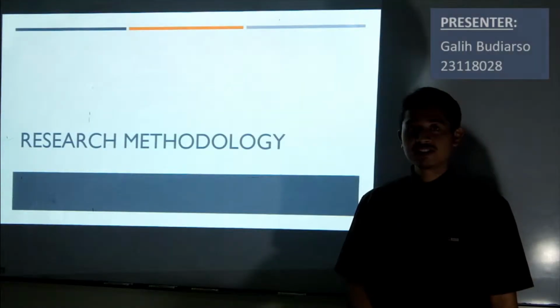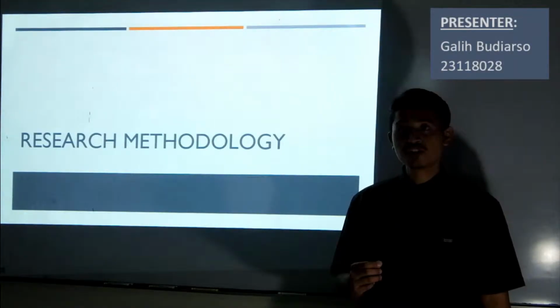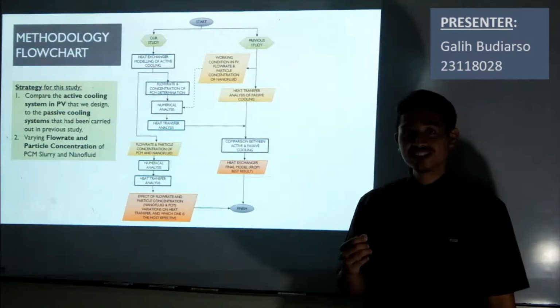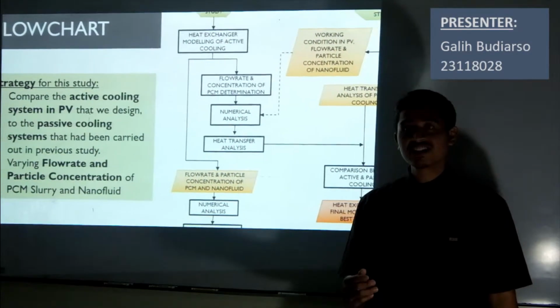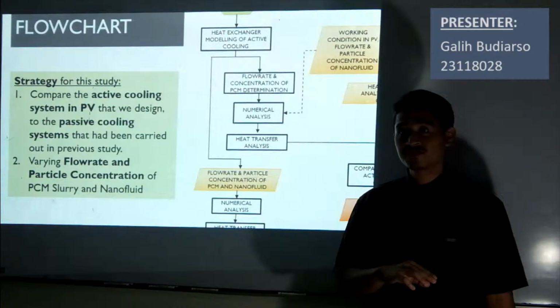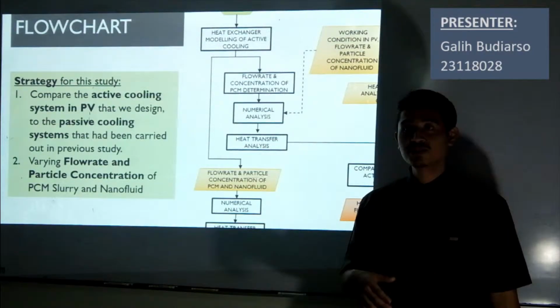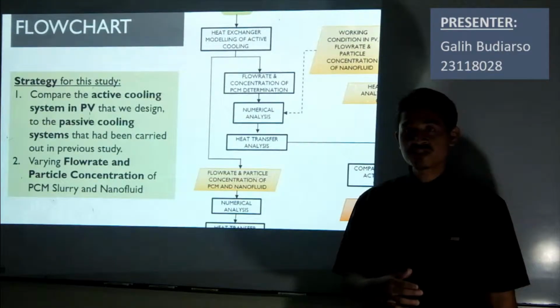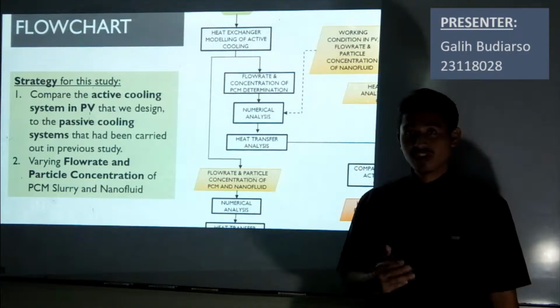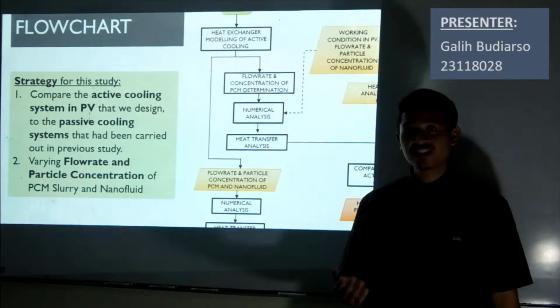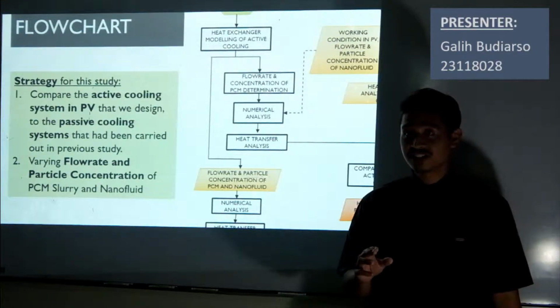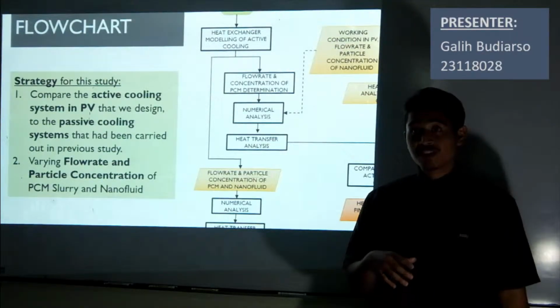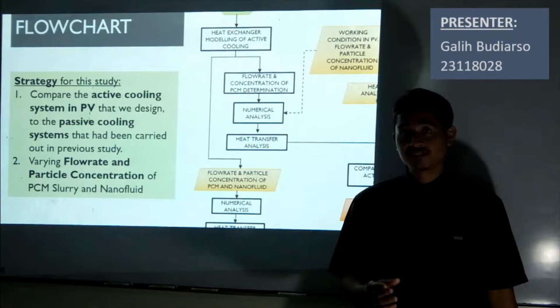Then I want to explain the research methodology. To achieve the goal that we want to get, an appropriate methodology is needed. Basically, the strategy carried out in this study is to compare the active cooling system in PV that we design to the passive cooling system that had been carried out in the previous study. This aims to answer the first research question. To answer the second research question, we vary the flow rate and particle concentration in the PCM and nanofluid, so that the effect of this variation is obtained.